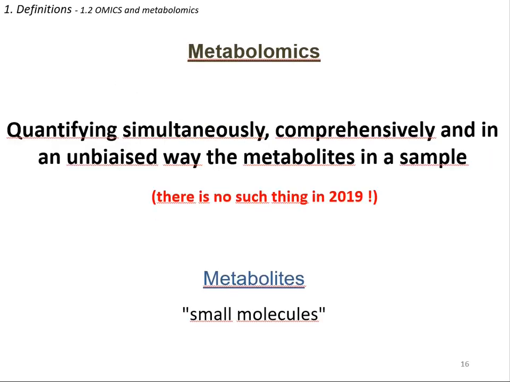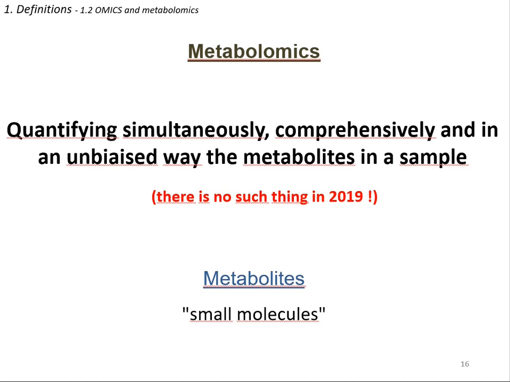So how can we define metabolomics in this context? Well, the most ambitious definition of metabolomics is this. It is to quantify simultaneously, comprehensively, and in an unbiased way the metabolites in a sample. Well, there is no such thing in 2021.